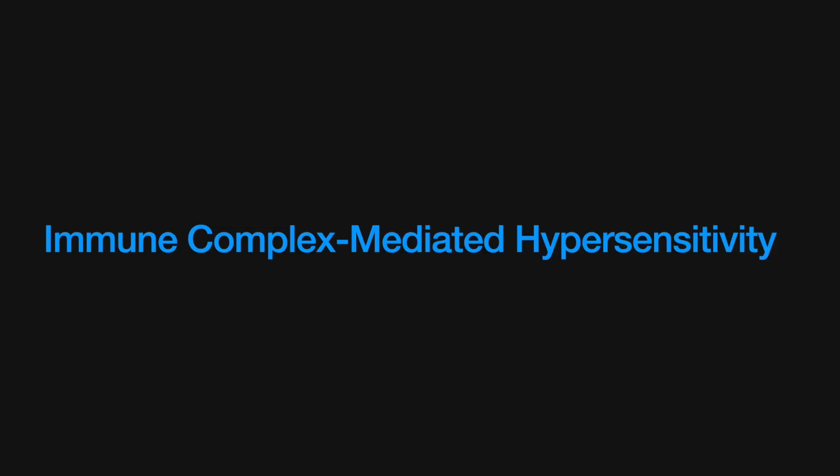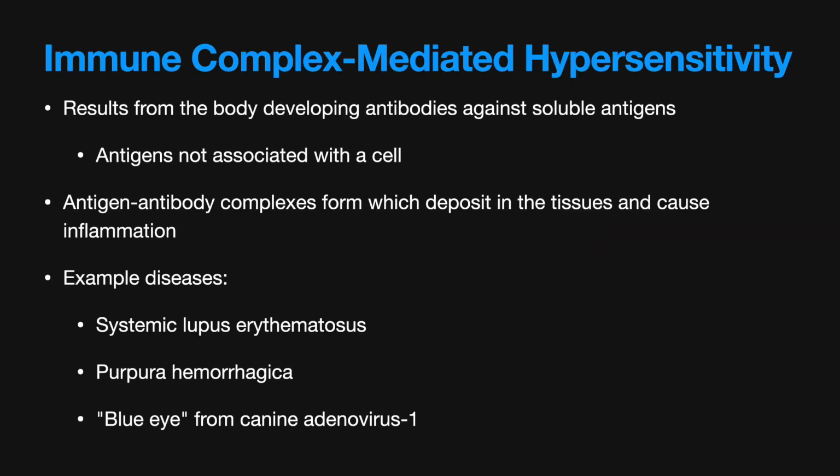Next, we have immune complex-mediated hypersensitivity, or type 3. This reaction results from the body developing antibodies against antigens that are soluble or not associated with a cell. So these could be antigens, for example, that are in the bloodstream or within the lymph fluid.